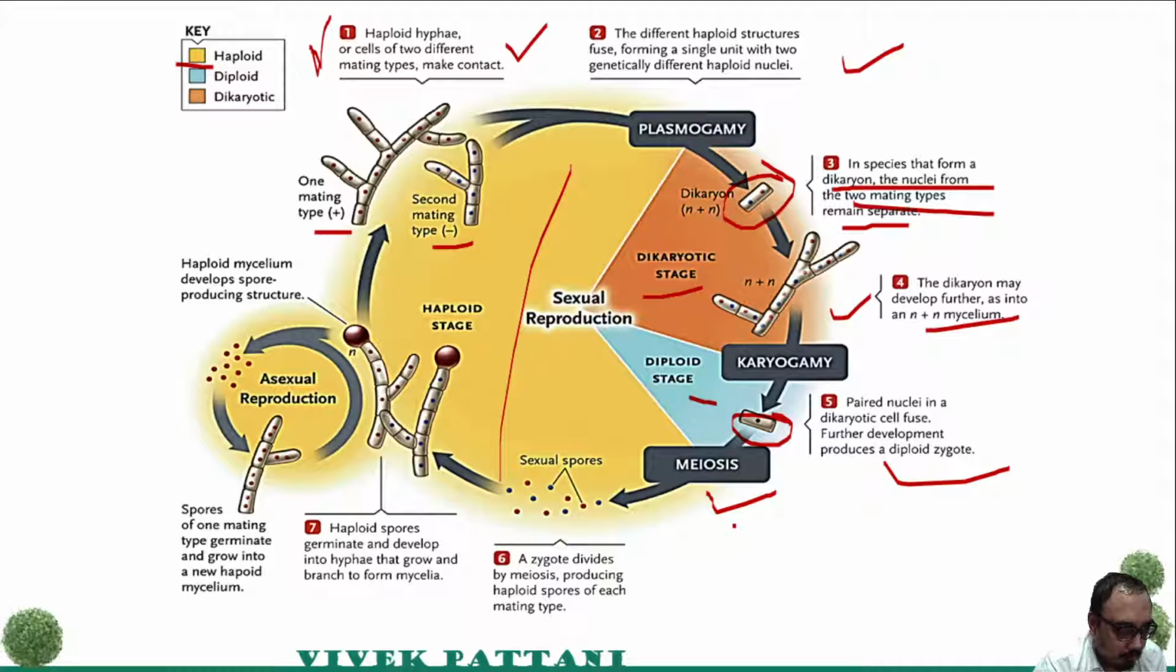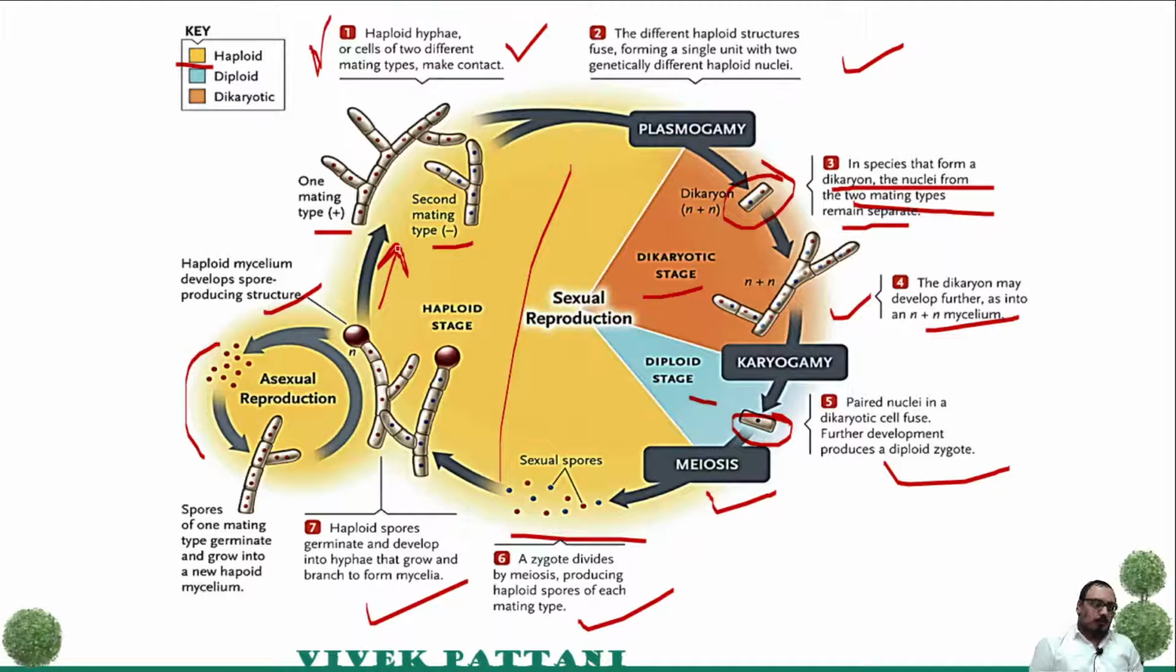The sexual spores are released, producing haploid spores of each mating type. These haploid spores germinate and develop into hyphae that grow and branch to form mycelia. The haploid mycelium develops a spore-producing structure. It may enter the asexual reproduction stage, where spores of one mating type germinate and grow into new mycelium, or it may enter the sexual reproduction stage.